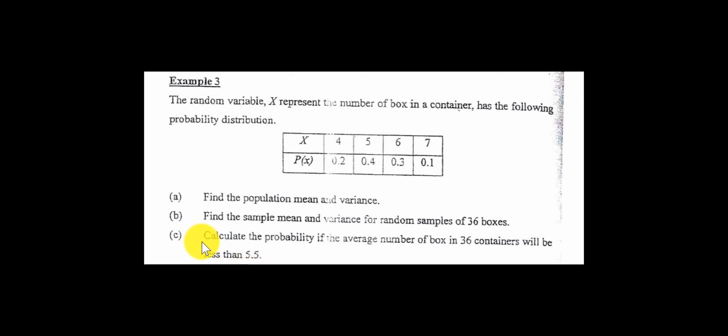Now we look at question C. Calculate the probability that the average number of boxes in 36 containers will be less than 5.5. Now we must calculate the probability of the average. That means we are going to use the sampling distribution, because we know that the sampling distribution is used to find the probability of the mean or the average. So the question asks you to find the probability that the average, with n equal to 36, will be less than 5.5. That means x bar is less than 5.5.